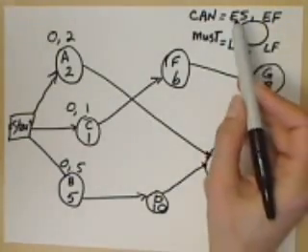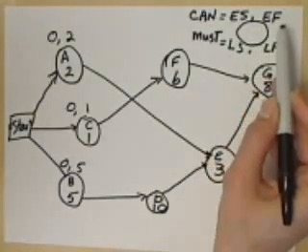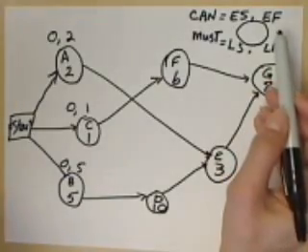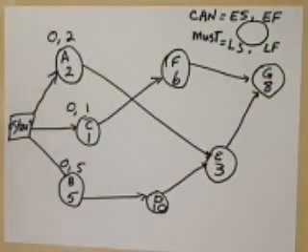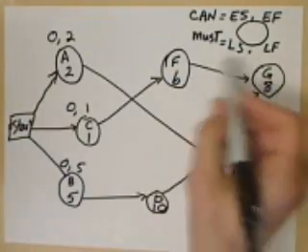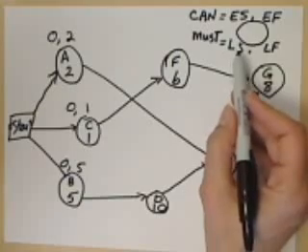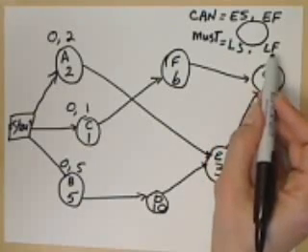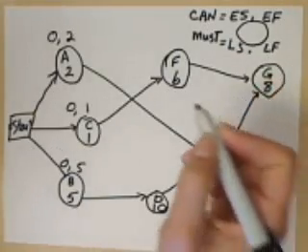Now, I'm going to put the verbs can and must next to these times. Going forward, earliest start and earliest finish times are the earliest times that we can start and finish an activity. And in our backward pass, these are the latest start and latest finish times, the times that we must finish the activity.